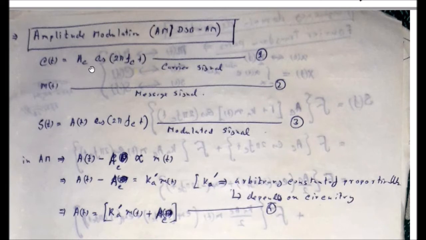It is the carrier signal Ac cos 2 pi fc t. Now I am not considering the initial phase phi c because it is relative. Just for simplicity I am considering it equal to 0. And m(t) is any arbitrary message signal. It is not necessarily periodic, or representable by the Fourier series or not, just forget about that. Consider any arbitrary message signal.